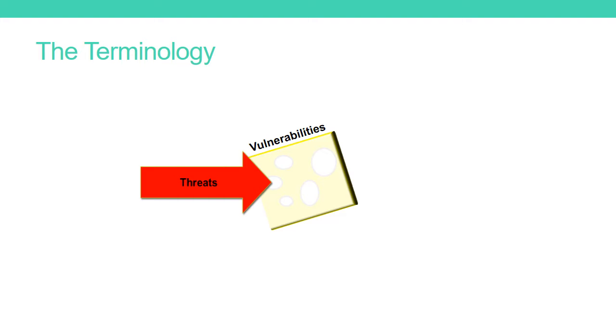Vulnerabilities, on the other hand, are the problems that we create ourselves that allow our data to be at risk more than it needs to be. So this is the Swiss cheese of our networks. A vulnerability might be lack of a firewall. It could be not having our software patched to the latest version. It could be out-of-date equipment, or it could even be employees that don't know good cybersecurity practices. So all of these are vulnerabilities that put us at risk.